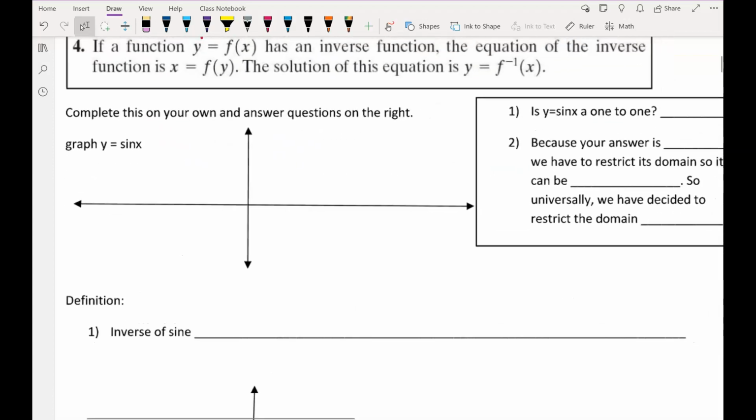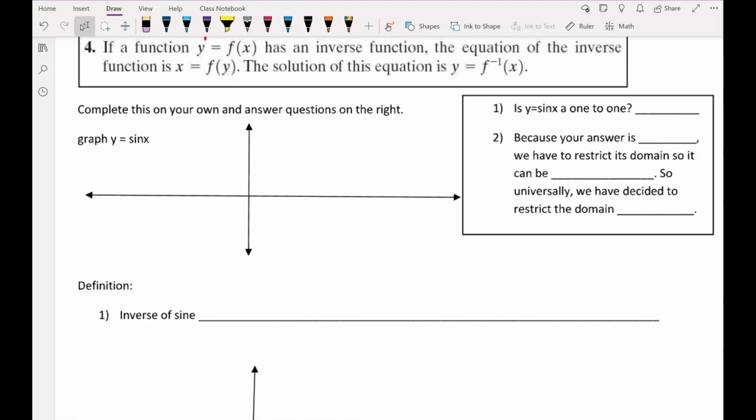Complete this on your own and answer the question to the right. We're going to try to see if we can do it together. Graph y equals sine of x. Students, what is the period? 2 pi, good. So period. I'm going to make 2 pi to the right and negative 2 pi to the left.